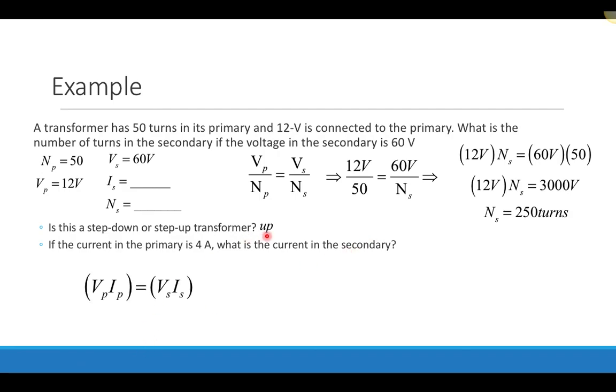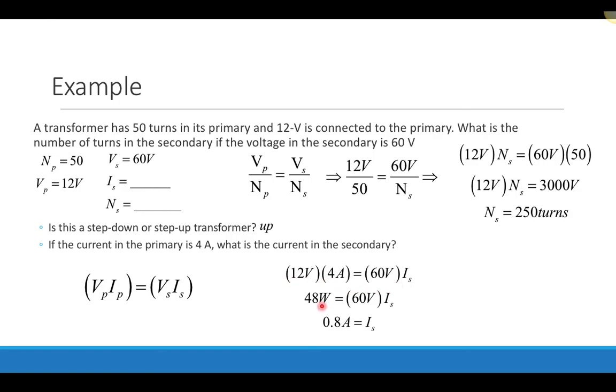So we know that in a transformer, the power input is equal to the power output. And power is current times voltage, or voltage times current. So the voltage of the primary times the current in the primary has to equal the voltage in the secondary times the current in the secondary. So the voltage of the primary is 12. The current in the primary is given to us as 4. The voltage in the secondary is 60, and I want to know how much current that has to be.